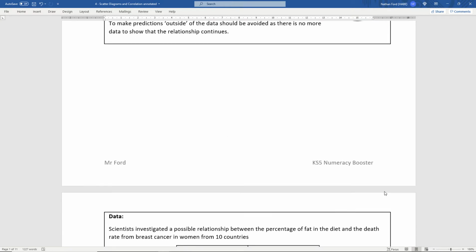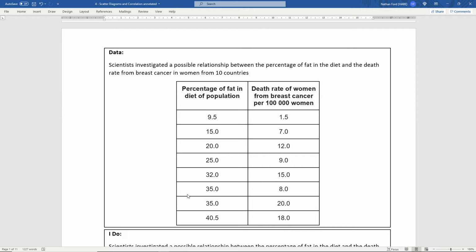Okay. So what we're going to do is work with actually drawing on the scatter graph and drawing a line of best fit. I've grabbed some actual data from some exam questions that you've done, and we're going to go through them. Scientists investigate a possible relationship between the percentage of fat in the diet and the death rate from breast cancer in women from 10 countries.